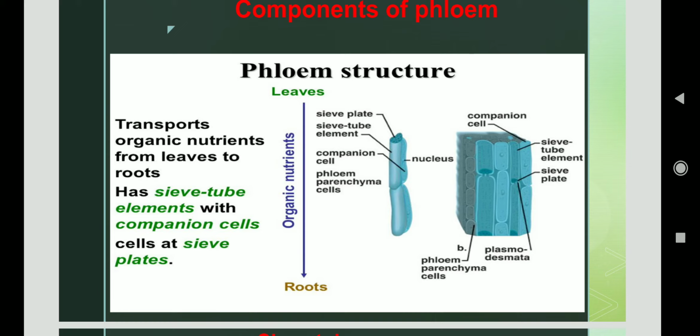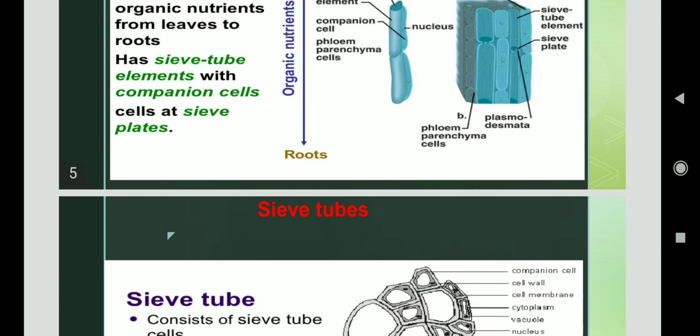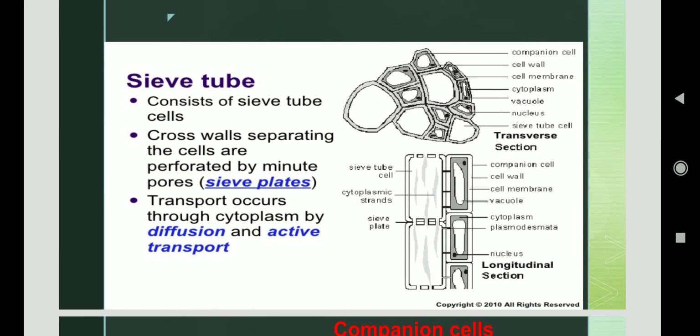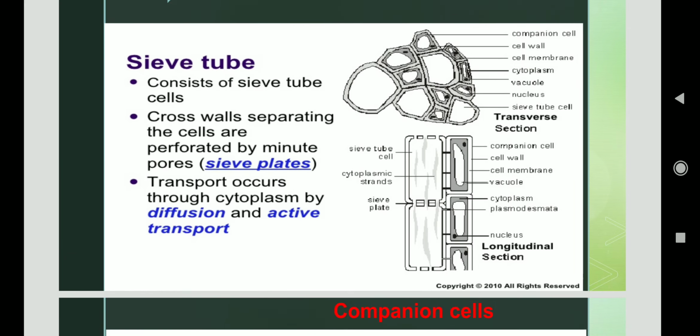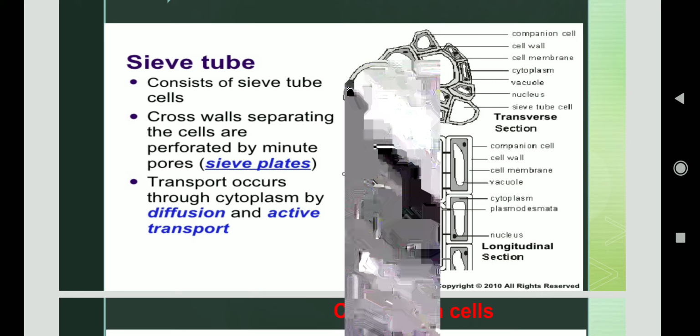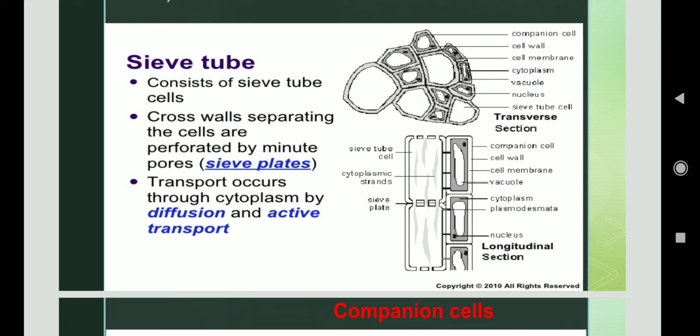So here you can see in the diagram, sieve tubes means holes are present in them. These are sieve tubes, right? So what is the main function of the sieve tubes? If you see in an elaborated method, this is the structure, the transverse section of the sieve cells, the phloem cell, in which you can easily see the sieve tubes. Actually these are the perforated cells. In the diagram you can see it is mentioned sieve tube cells, right?